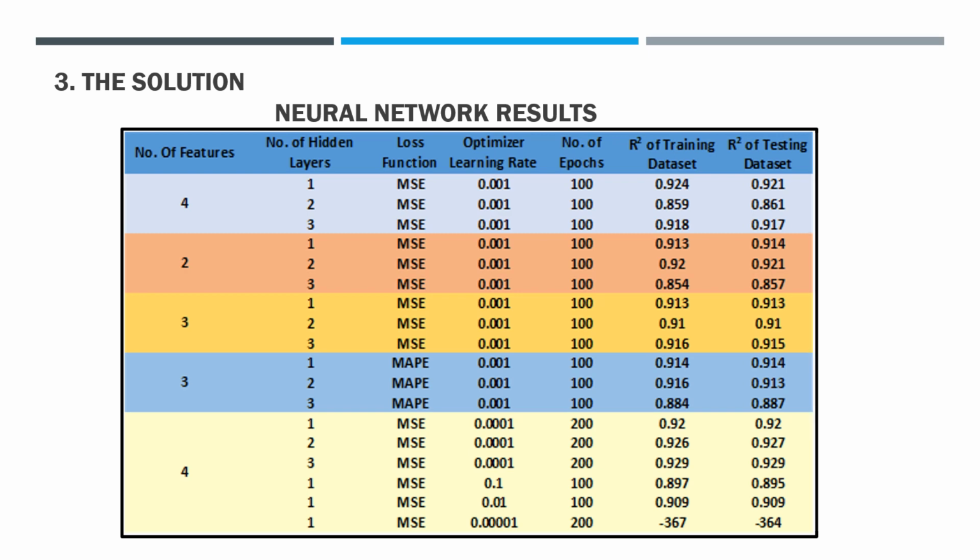And in this case, you can see that with the four number of input parameters and with the mean square error as a loss function and a learning rate of 0.0001, the R squared value of 0.929 was achieved, and that was the best result.